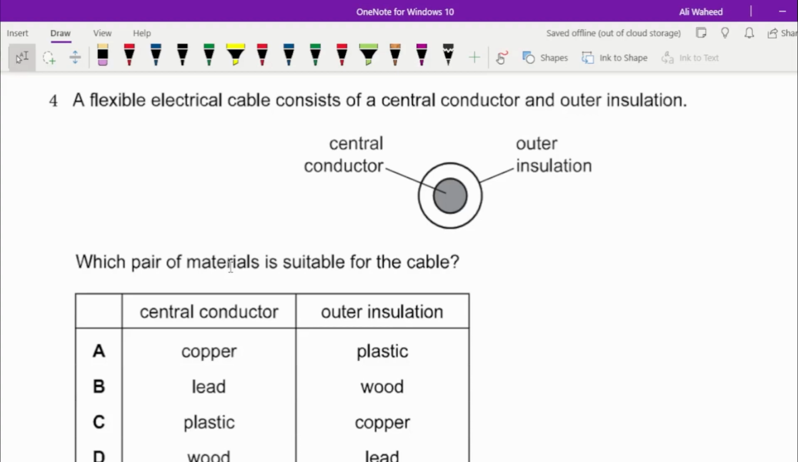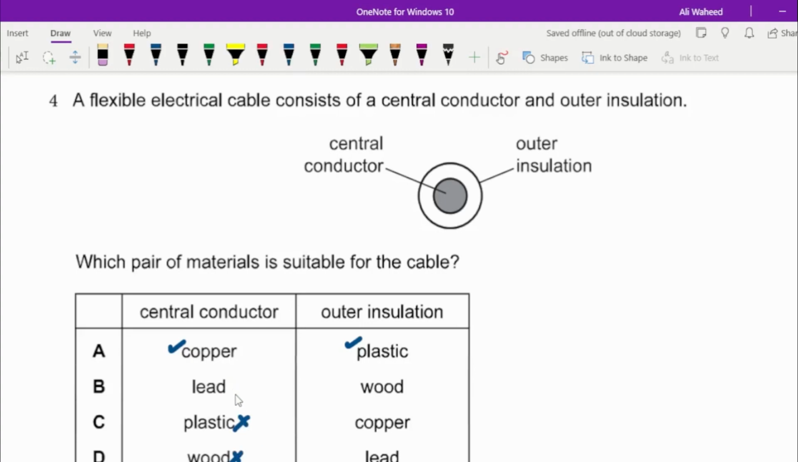A flexible electric cable consists of a central conductor and the outer insulation. Which pair of material is suitable for the cable? So the central part has to be the conductor and the outer part has to be an insulation. So if we take a look at, let's start off with the option A. We have copper, we have plastic. Yeah, fair enough. Lead, nope. Plastic, nope. Wood, no.